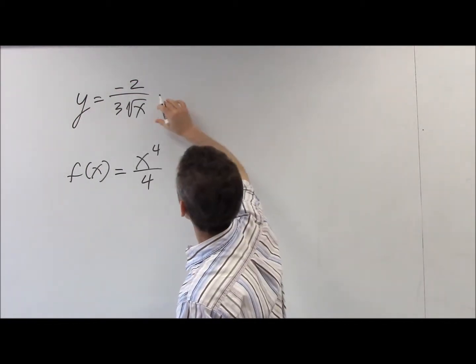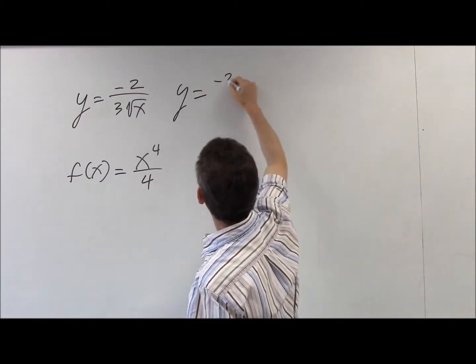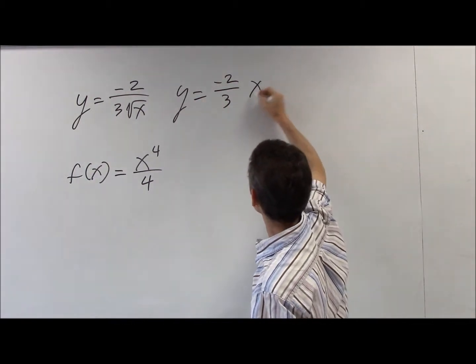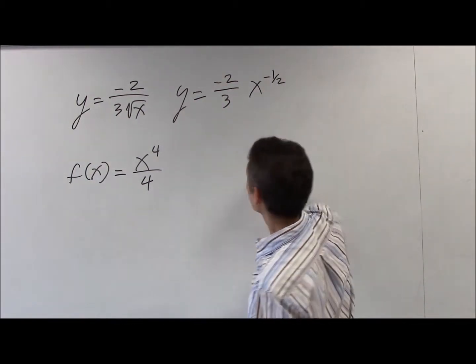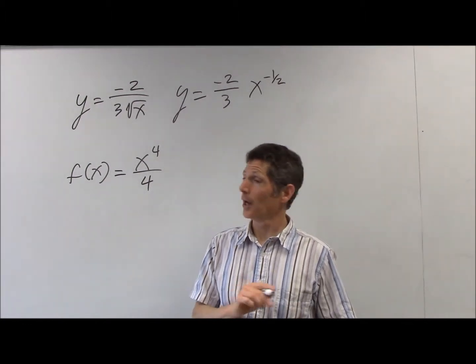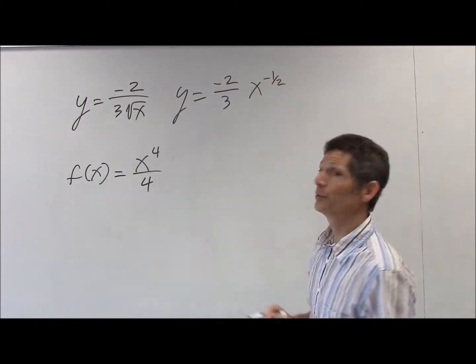So let's rewrite this. I'm going to bring this x upstairs, so I have negative 2 over 3. I'm moving that upstairs. That is really x to the negative 1/2. This is not the derivative. I just rewrote it. That 1/2 is the square root, and I moved it upstairs so it's a negative.